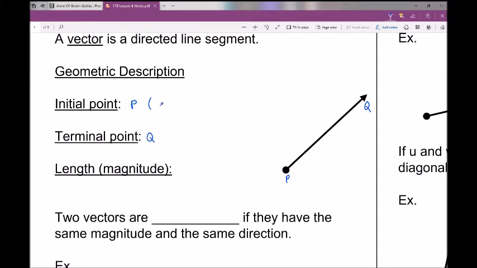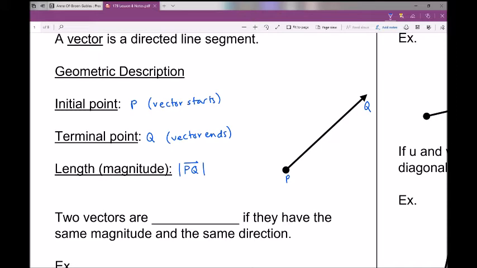So the vector starts, the vector ends, and every vector is also going to have a length or a magnitude, and this would just be the length of the line segment PQ.